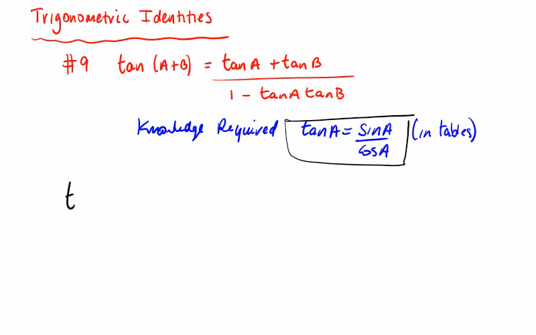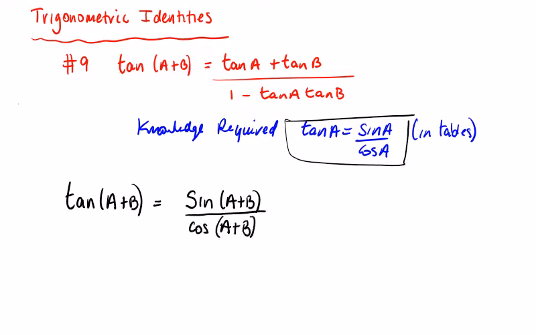Now, tan A plus B is going to be equal to sine A plus B over cos A plus B. Sine over cos. It doesn't matter what the angle is, it's still sine over cos. And from previous knowledge, the sine of A plus B is sine A cos B plus cos A sine B.